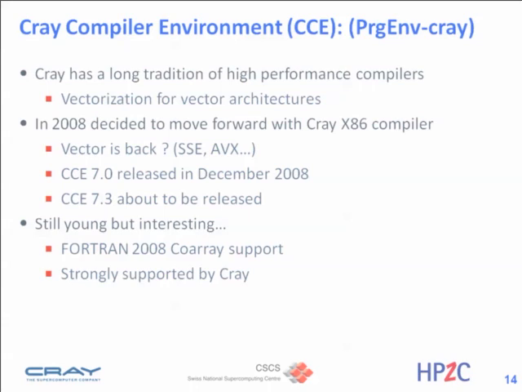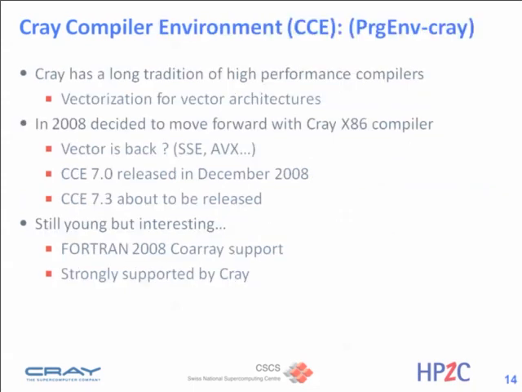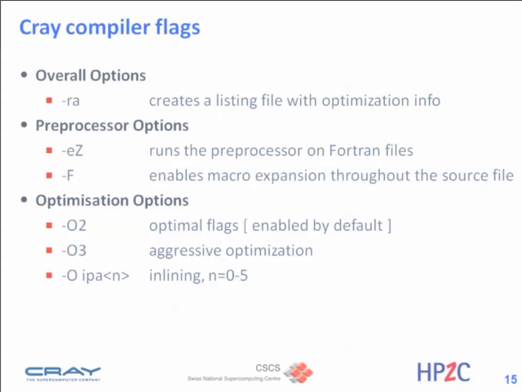By the way, this compiler has strong support for coarray Fortran. That's the coarray features, which is in the new Fortran standard. And there is strong support from Cray on this compiler. Again, you need to use the module and load this module. PrgEnv-cray is the module for the Cray compiler. And these are some options.